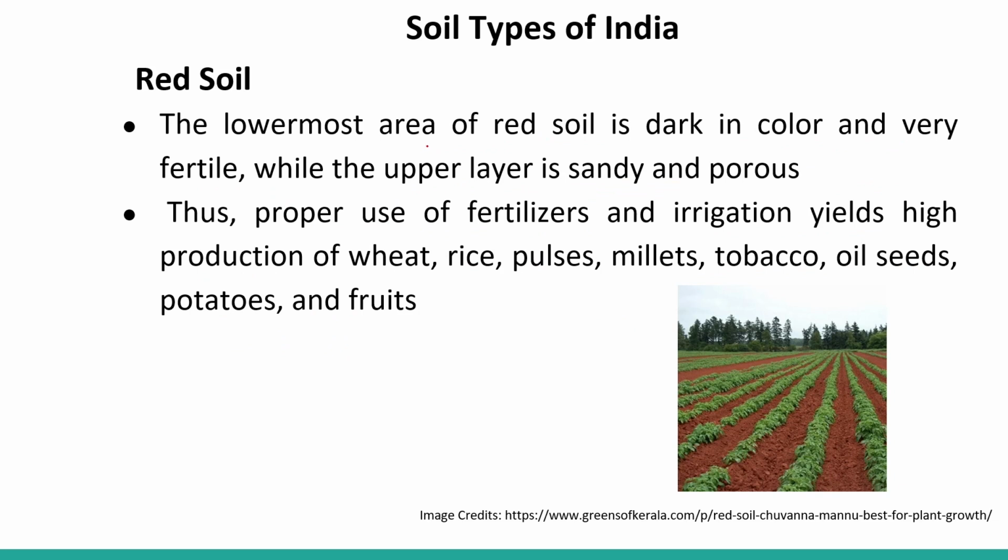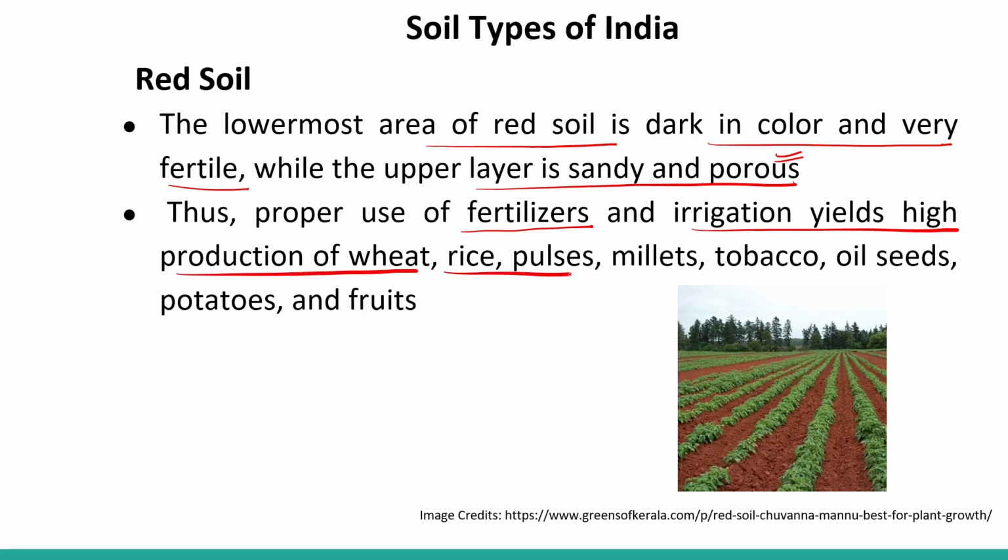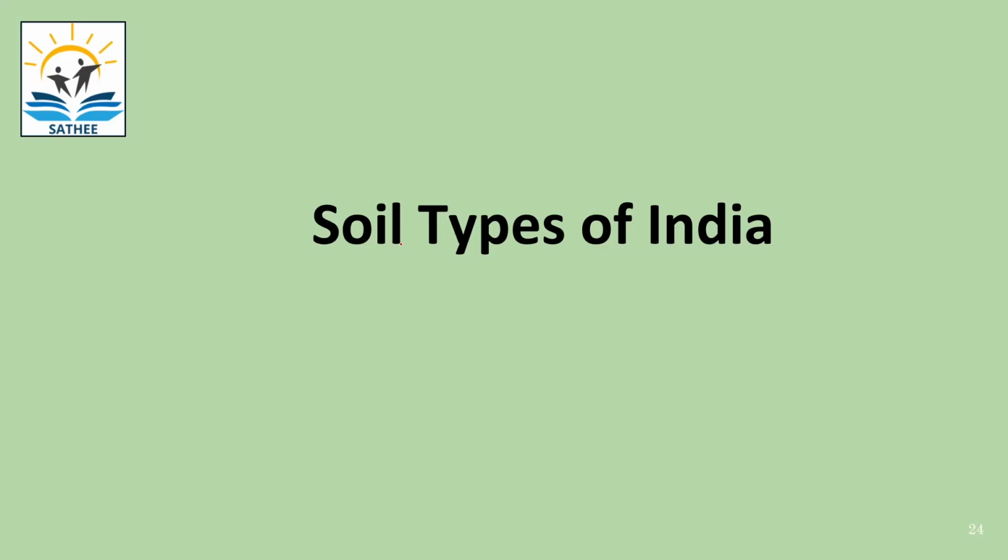The lowermost layer of the red soil is dark in color and very fertile, while the upper layer is sandy and porous. Thus, the proper use of fertilizer and irrigation yields high production of wheat, rice, pulses, millets, tobacco, oilseed, potatoes and fruits. So this type of soil is very good for growing pulses basically. They are also good for growing tobacco, oilseeds, potato and fruits along with wheat and rice.